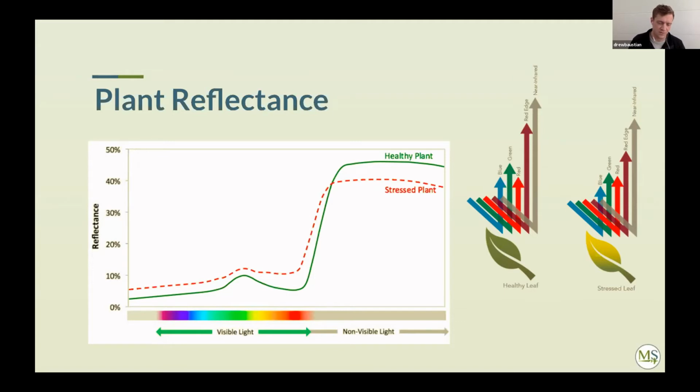If a plant's going through different growth stages, it's going to have different reflectance values at different points along this spectrum. If it's going through a nutrient deficiency, it's going to have a shift in reflectance. If it has a water deficiency or a water excess, it's going to have a reflectance response. So really any kind of physiological change in a plant canopy is going to impact its reflectance.